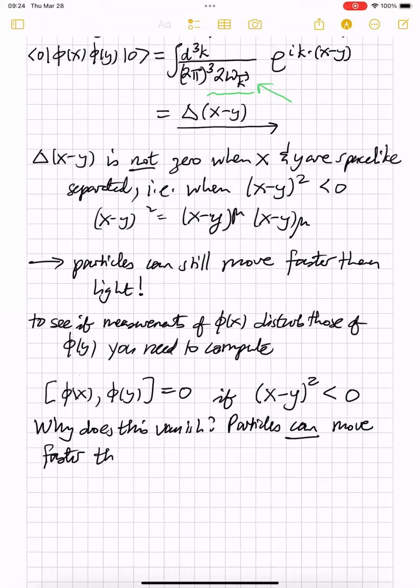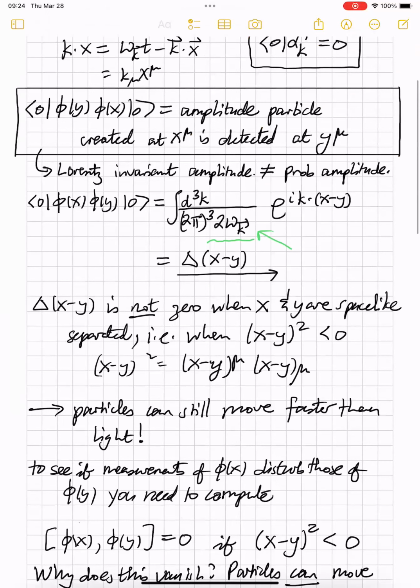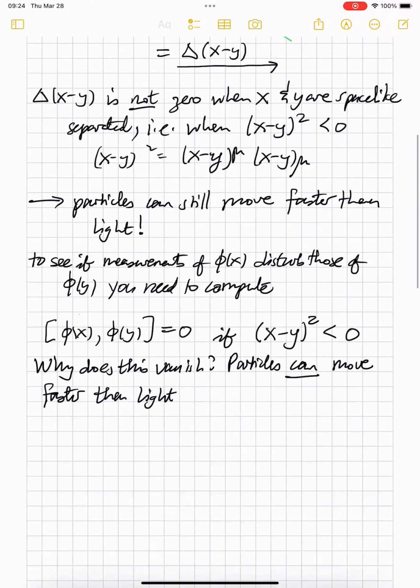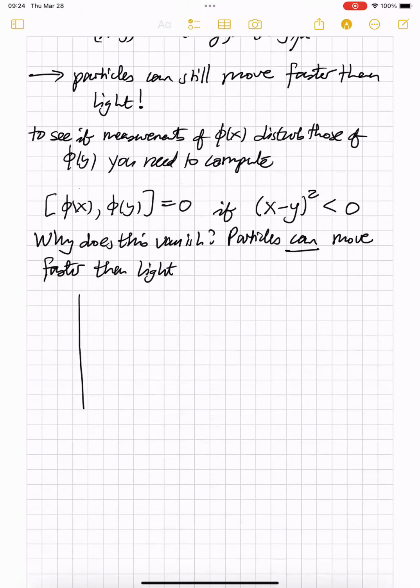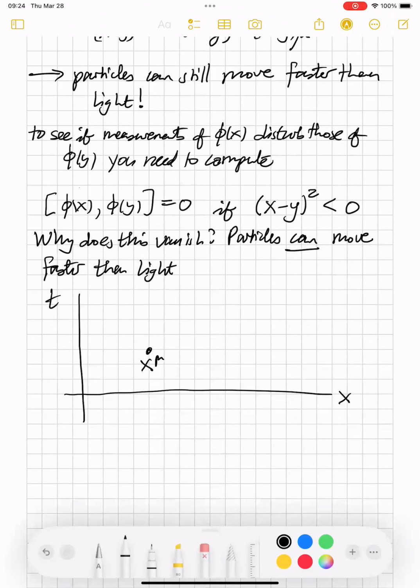Okay, and that's because we have computed the amplitude for a particle created at X to be detected at Y, and we found that this amplitude is not 0 when X and Y are space-like separated. So why on earth, if I do something, so let's just draw a space-time diagram here. There is T, there is X. Here is the event X mu. Let's mark on this the light cone of X mu. So there's the light cone. And now let's put on Y mu.